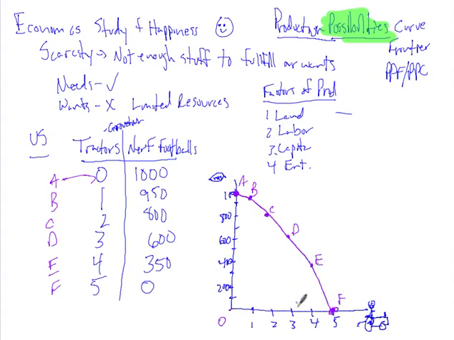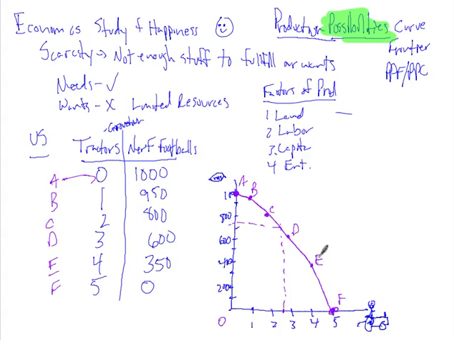And so that would be like, what if we do 2.5 tractors? Could we figure that out? And so yeah, you just go up until you get to there and come over and say, you know what, if we produce 2.5 tractors a day, we can produce something like 750 Nerf footballs at the same time.